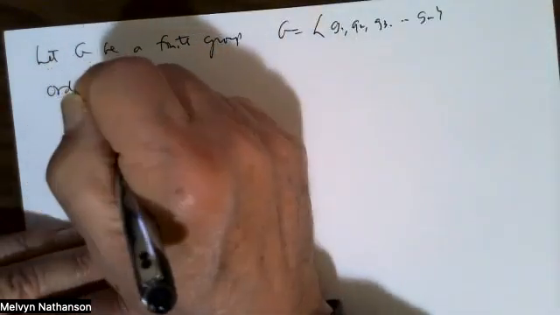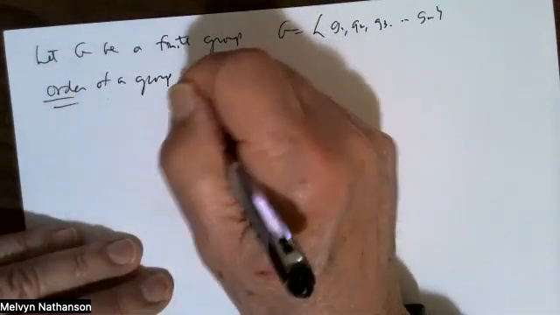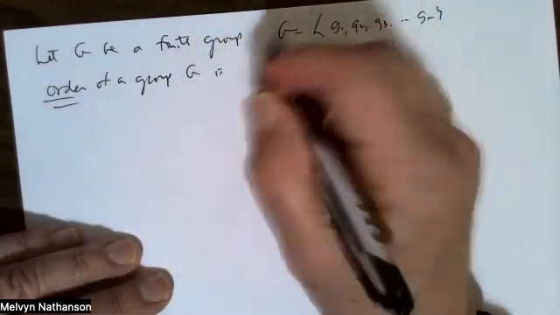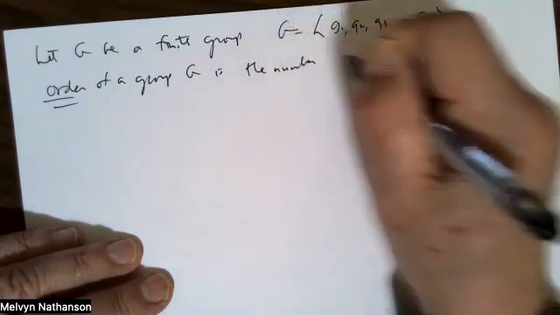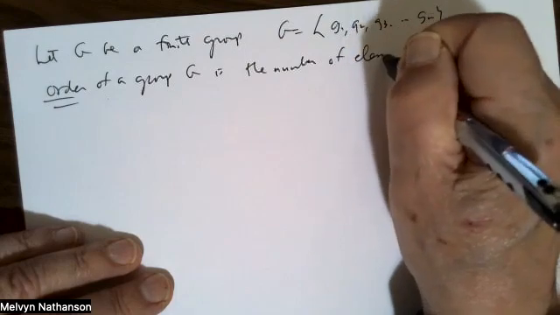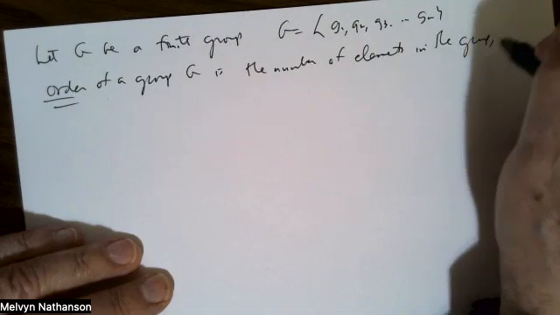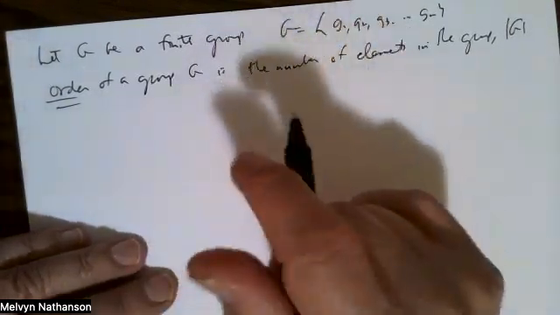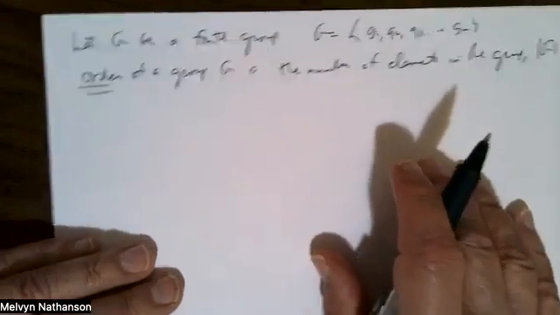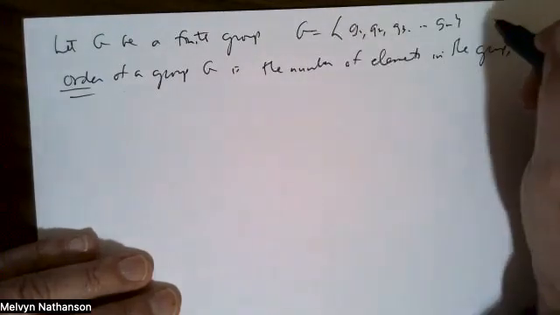What is called the order of a group G is the number of elements in the group. And we denote it with G with absolute value signs around it. Right? That's the order of a group. So if I write the group like this, the order of G is n.